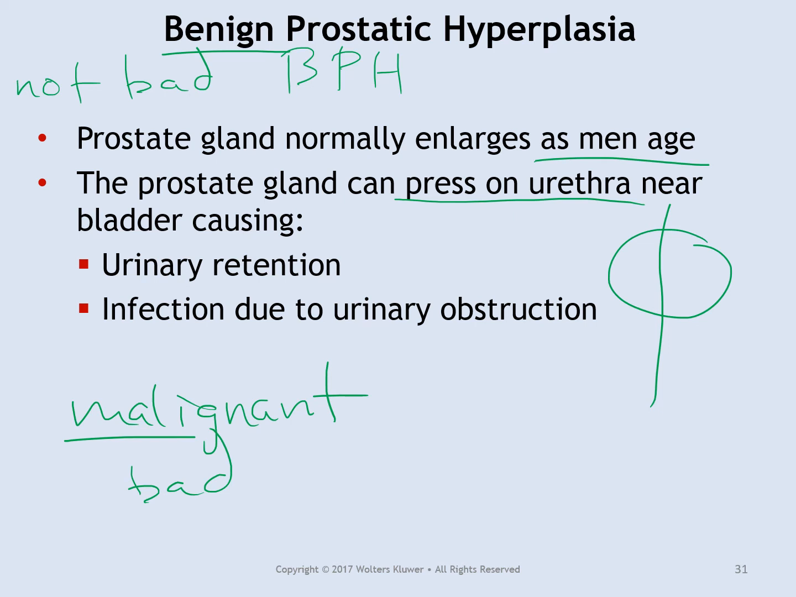Not emptying the bladder all the way, not being able to start urination, feeling like you have to urinate all the time. Sometimes if it's difficult to urinate, if you retain urine in the bladder, then you'll see infection with that urinary obstruction and urinary retention.